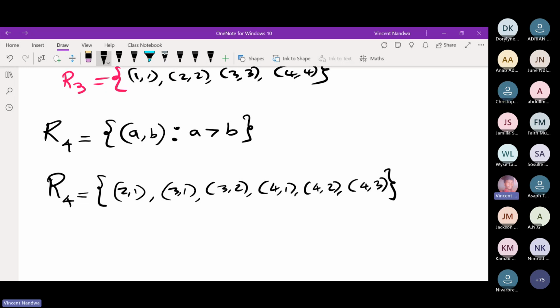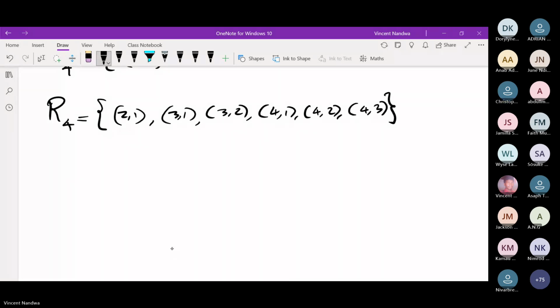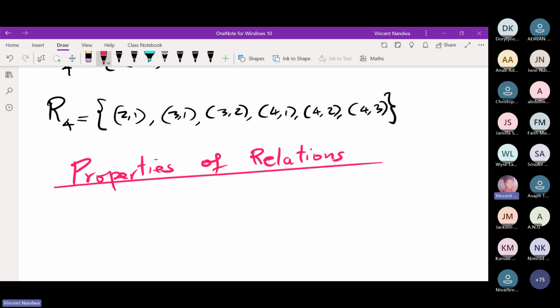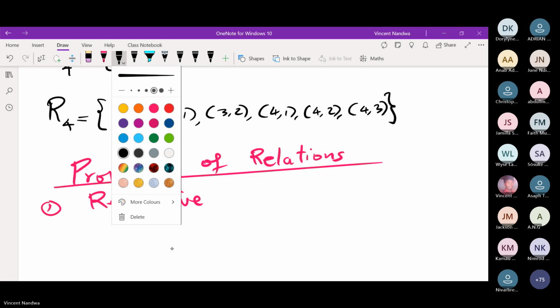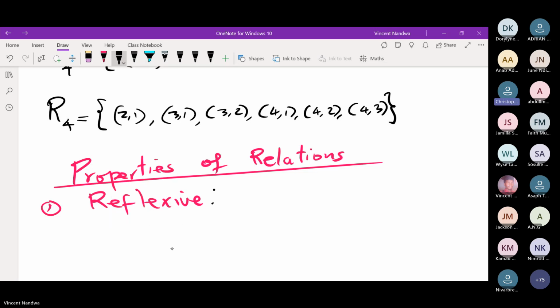So lastly, properties. Some call them properties, some call them types of relations. There are several properties that can be used to classify relations on a set. The first one is what we call a reflexive relation. We'll define and give an example in each case.